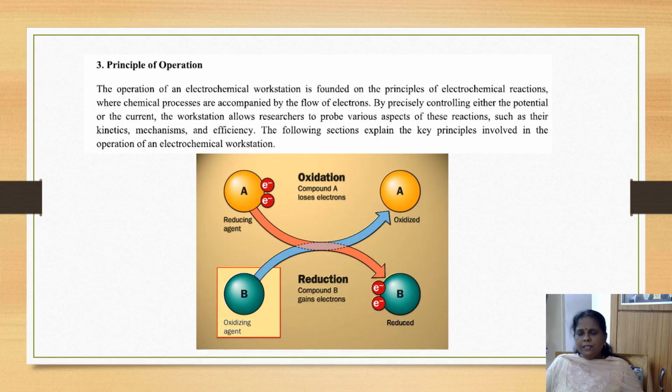By precisely controlling either the potential or the current, we can probe various aspects of these electrochemical reactions, such as kinetics, mechanisms and efficiency. The basic principle involved in the operation of electrochemical workstations is oxidation taking place at the anode and reduction taking place at the cathode. Let us see this in detail.